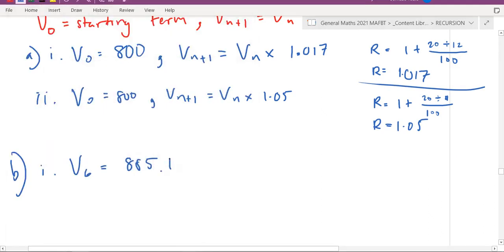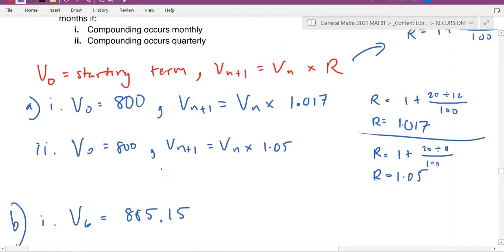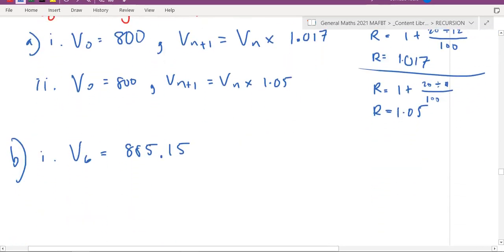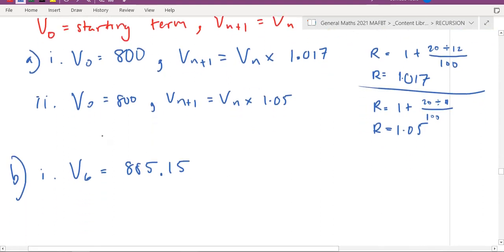0.148, so we'll round it to 15. That's the nearest cent. So that's the 6th term if he's compounding monthly. So that's the first one. And for the second one, we're going to use the second recurrence relation, which is this one for part 2. Okay, so we're looking for V6 again.